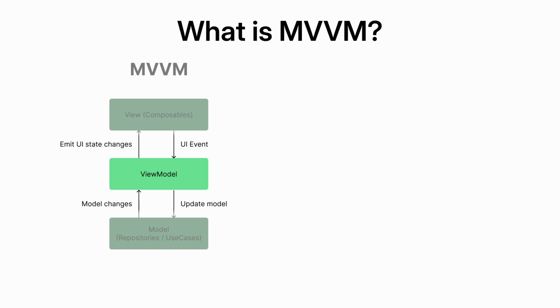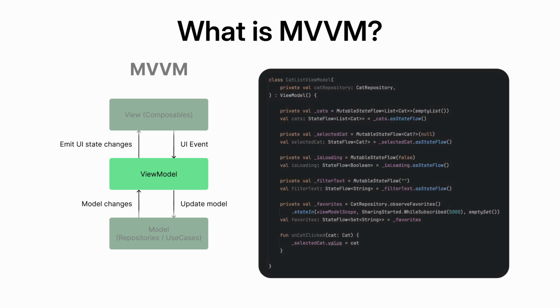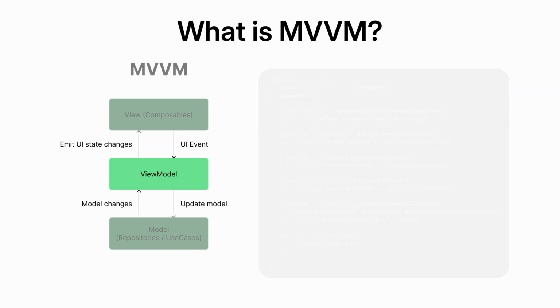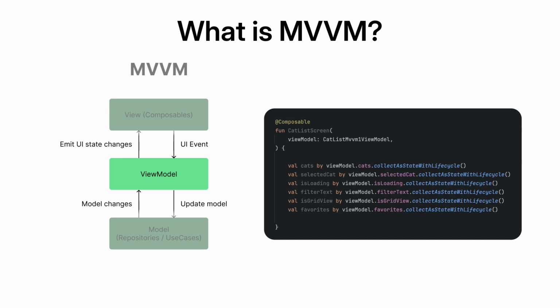The ViewModel acts as the middle layer. It exposes UI related data, usually through observable flows, so StateFlow or LiveData, and also handles user actions coming from the UI. It doesn't reference the view directly. Instead, it provides data the view can collect and react to. This makes it testable but also lifecycle aware, especially when using Android's ViewModel class.